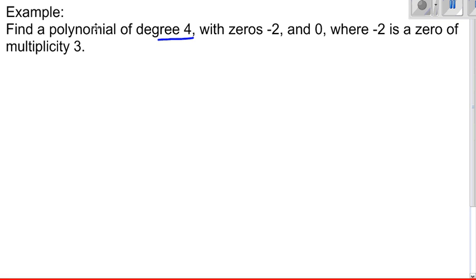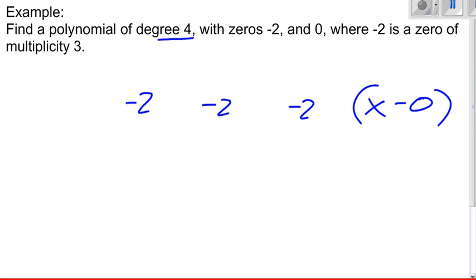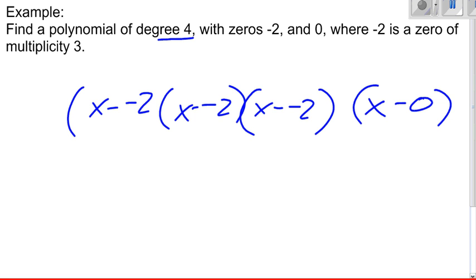For this example, we wanted a degree 4 polynomial with zeros of -2 and 0, but -2 has a multiplicity of 3. So there's our 4 zeros that we need. -2, -2, -2, and 0. So all of these are x minus. So really that's x plus 2 to the third times x.